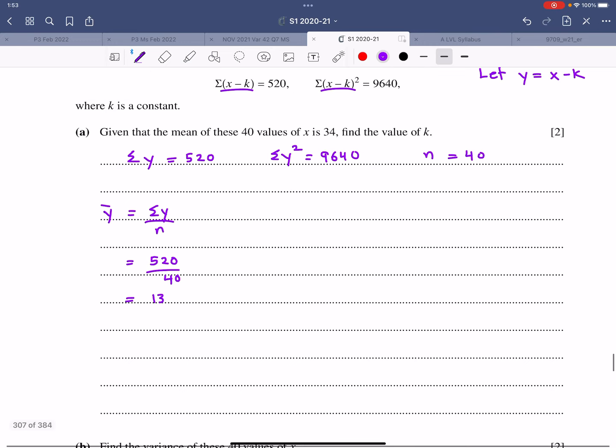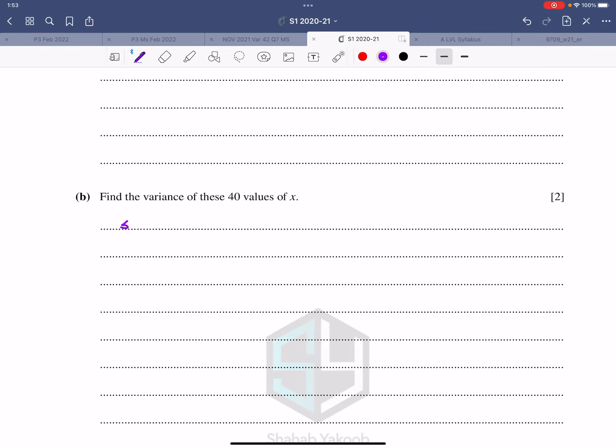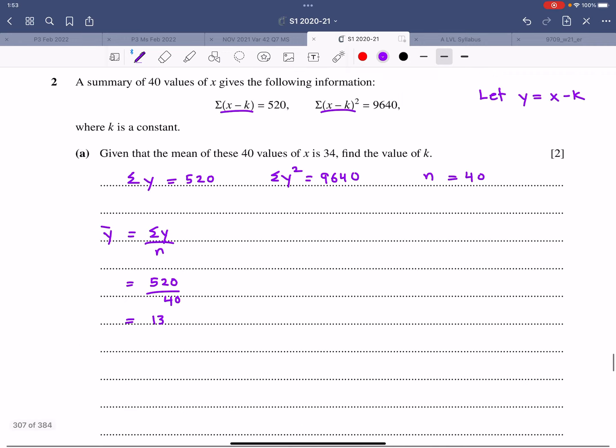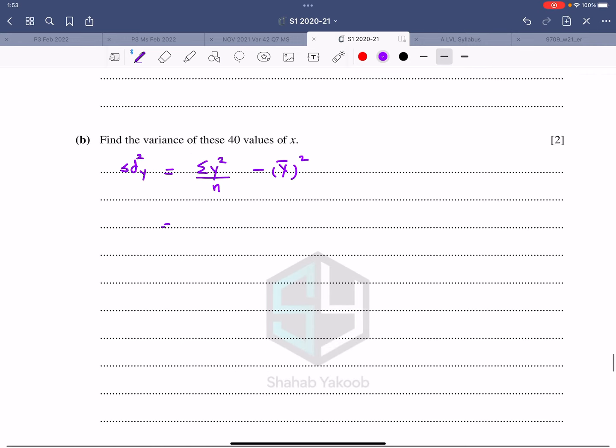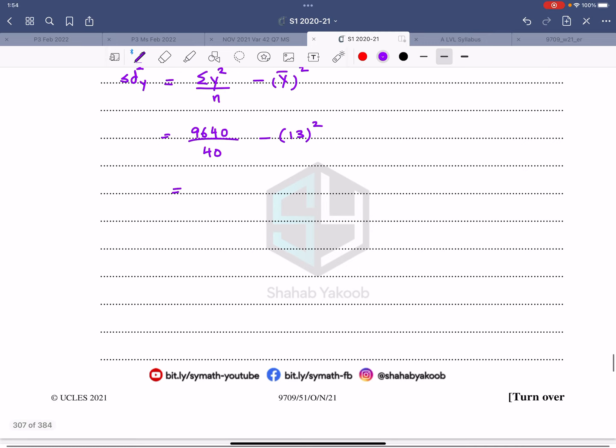And let me calculate the variance for y. The variance for the y variable is sigma y squared over n minus y bar squared. So this is 9640 divided by n, which is 40, minus 13 squared. After the simplification, this comes out to be 241 minus 13 squared, which is 169. This comes out to be the answer as 72.